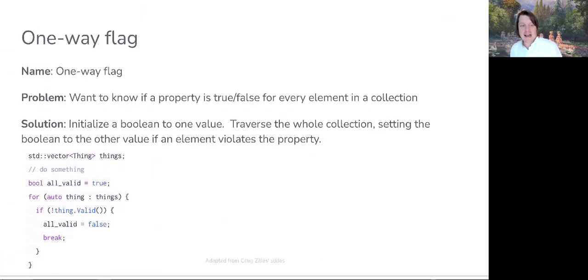So the one-way flag. The problem that we're looking to solve here is simply we want to know whether some particular property is either true or false for every element within some sort of collection of elements. The solution here is we're going to initialize some sort of Boolean variable to one of those values, either true or false. And then we'll traverse the whole collection, setting the Boolean value to the other value if an element we encounter violates the property.